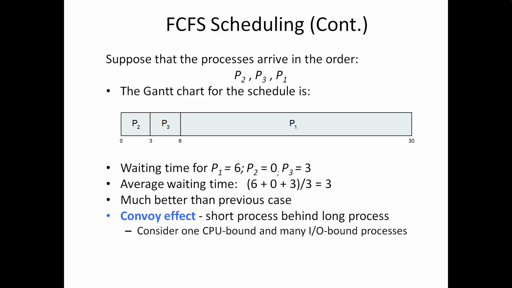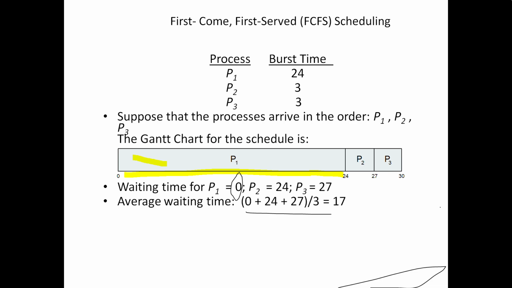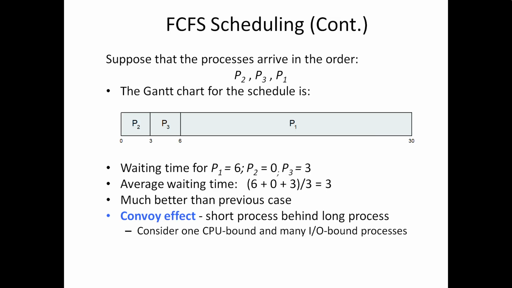Again, here I am changing the order. In the previous example the arrival order is P1, P2, P3, but now I have changed the arrival order to P2, P3 and P1. The burst time for P2 is 3 and the burst time for P3 is also 3. P2 will be executed from 0 to 3, because P2 is first in the queue, then P3. The burst time for P3 is 3, so P3 will be executed next.